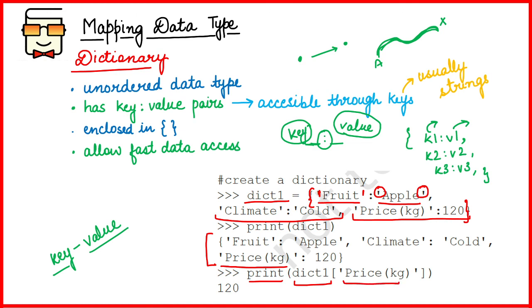So what you do, you first write the print statement. Now in the round parenthesis of the print statement, you write the name of the dictionary whose key you want to access, and then in the square brackets, you write down which key you want to access. This will give you the value associated with that particular key of that particular dictionary. So this is the dictionary data type.